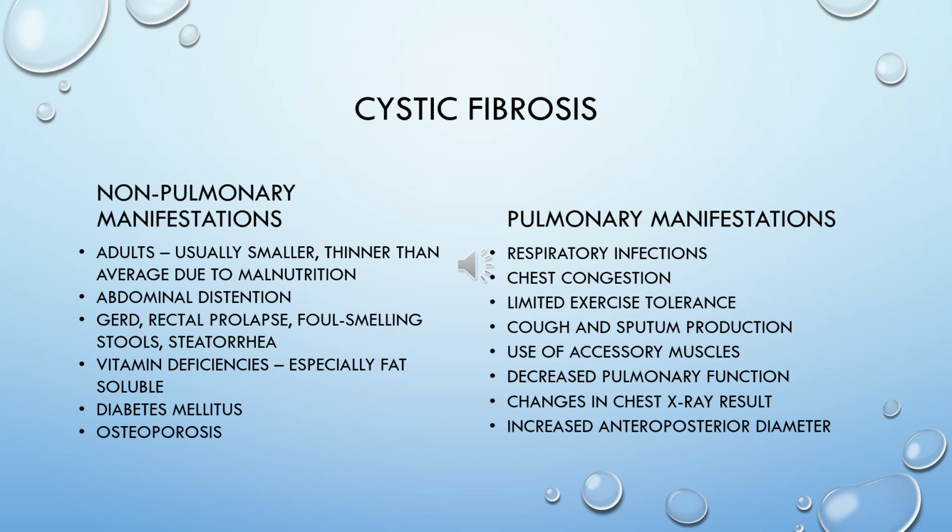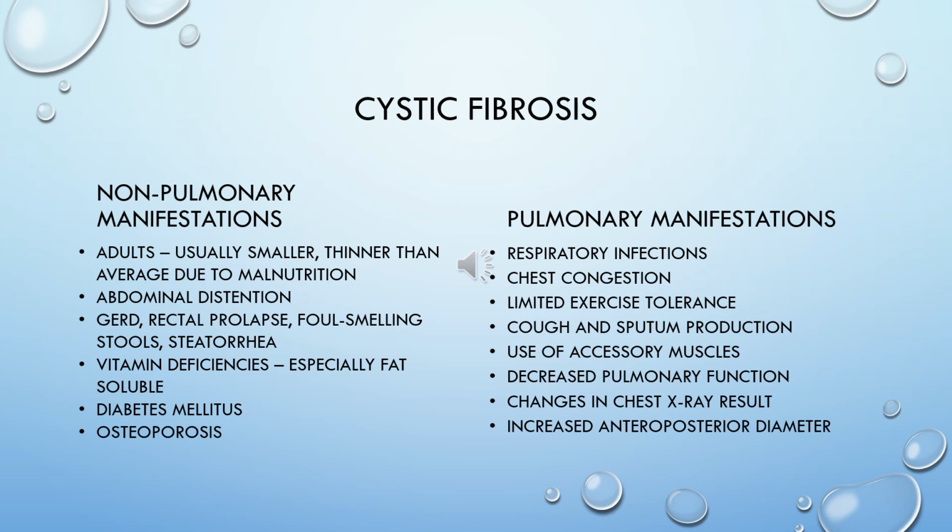Very prone to diabetes because of the way it plugs up. Remember how I said that in the first one, because of the chloride transport not working properly, the mucus in the organs is very, very thick. And so it can affect the pancreas. And then osteoporosis is another thing that you see oftentimes as a non-pulmonary manifestation for these particular patients.